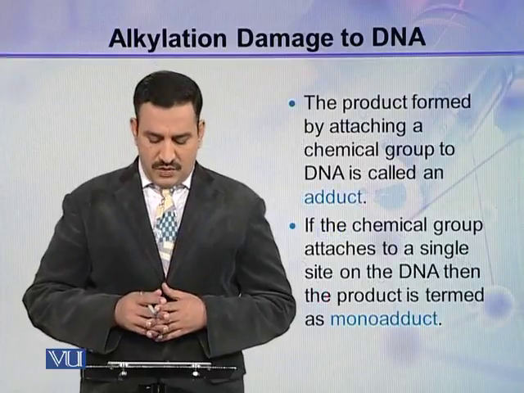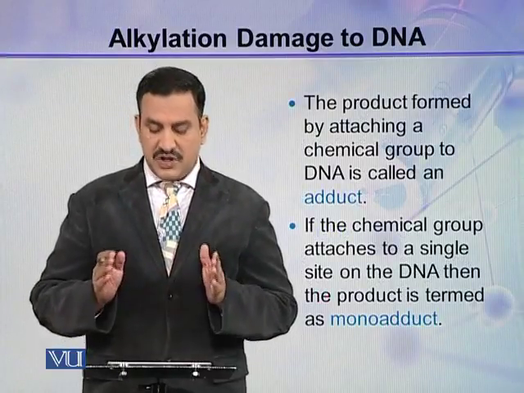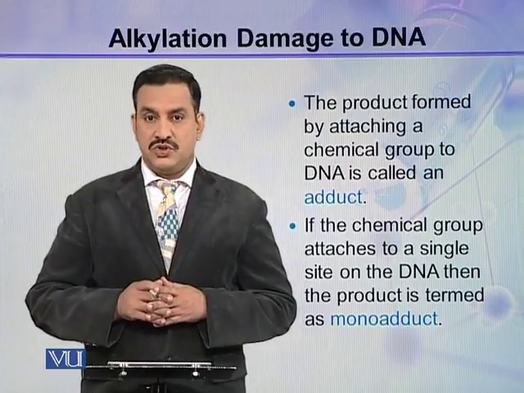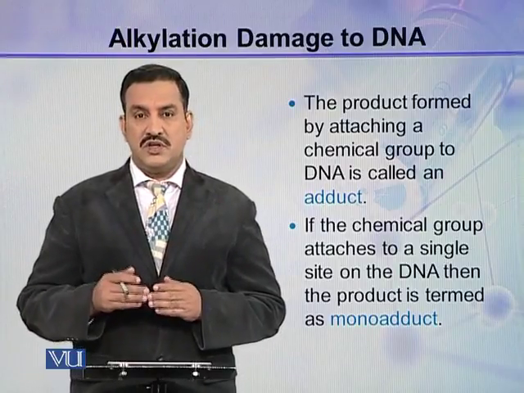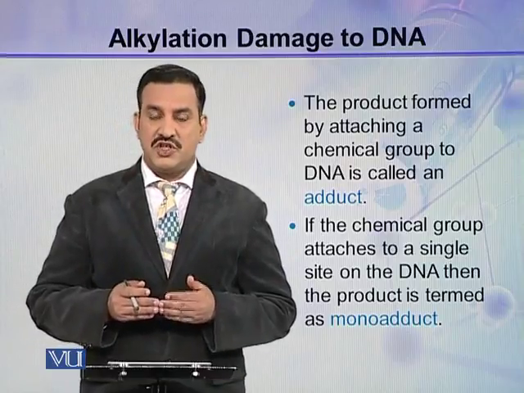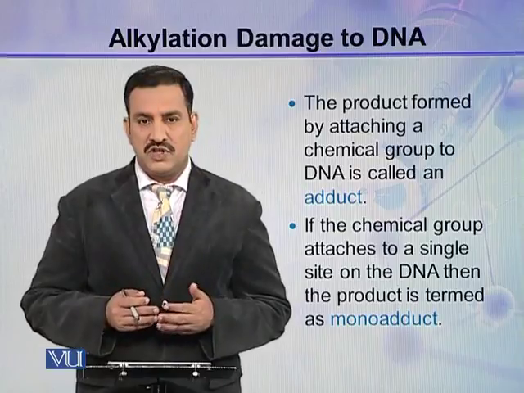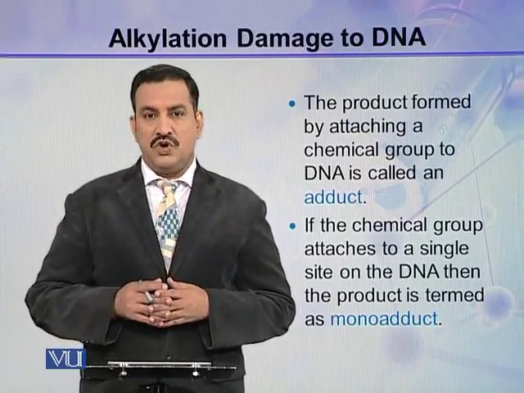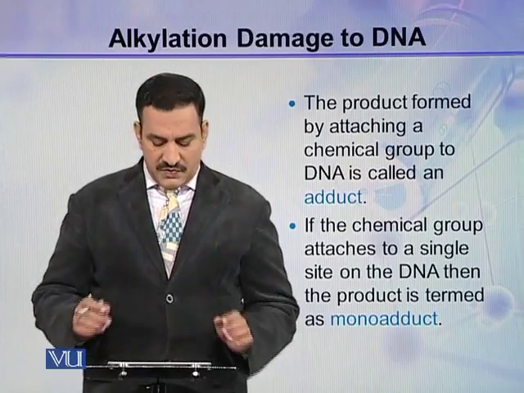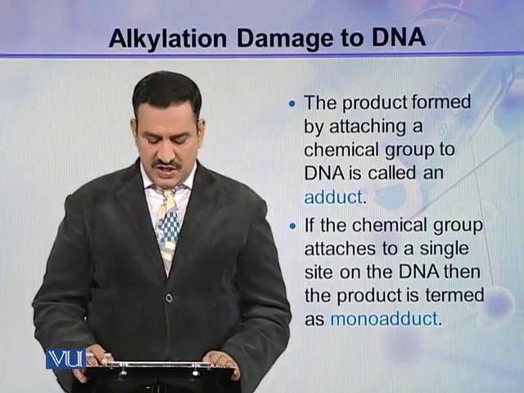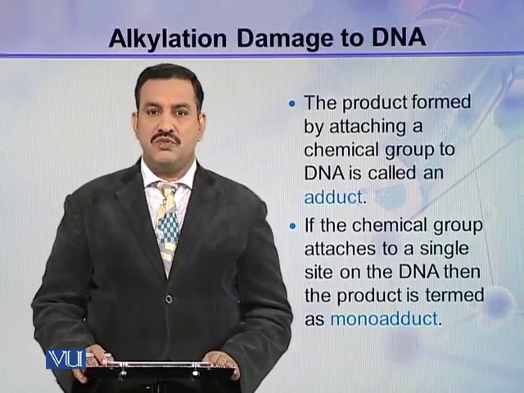So the product formed by attaching a chemical group to DNA is called an adduct. So sometimes these groups may be attached at different sites in the DNA, but in most of the cases they involve only one site. So if the chemical group attaches to a single site on the DNA, then the product is termed as monoadduct.